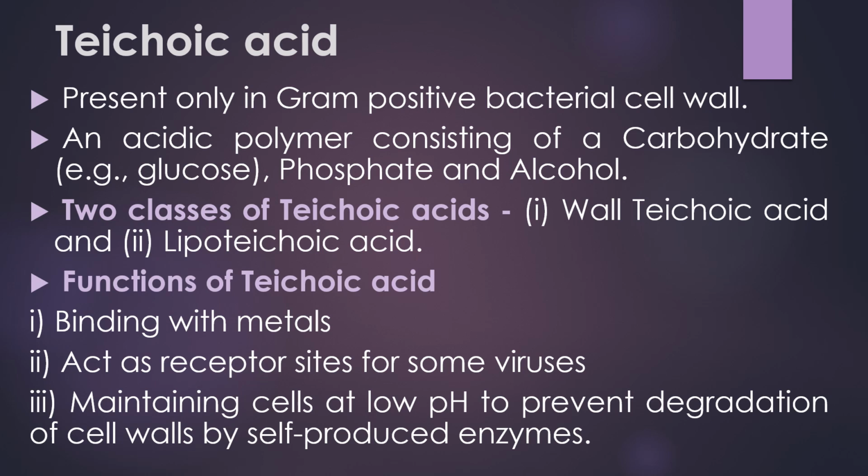It is an acid polymer consisting of carbohydrates like glucose, phosphate, and alcohol. There are two classes of teichoic acids: wall teichoic acids and lipoteichoic acids. Some of the major functions of teichoic acids are that they act as a binding site for metals, act as a receptor site for some viruses, and maintain the cell at low pH to prevent the degradation of the cell wall by self-produced enzymes. In simple words, teichoic acids prevent the bacterial cell from its self-destruction.